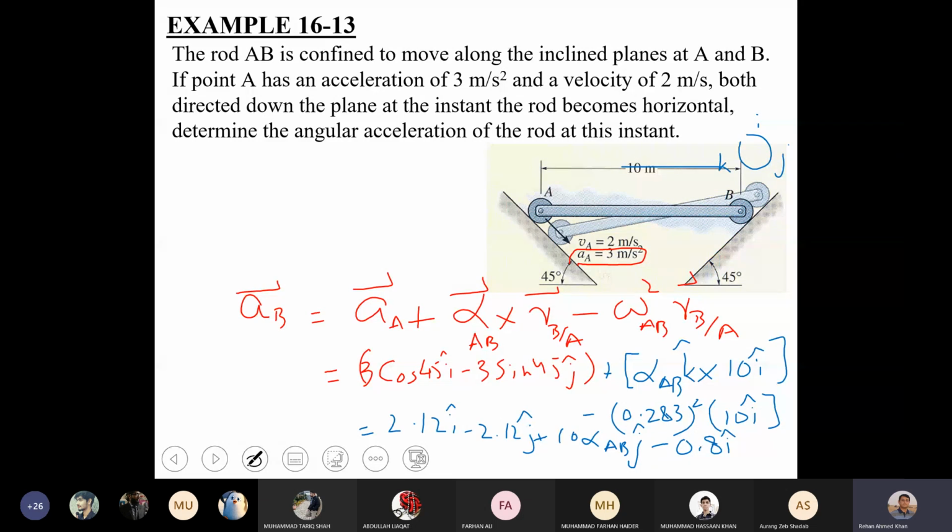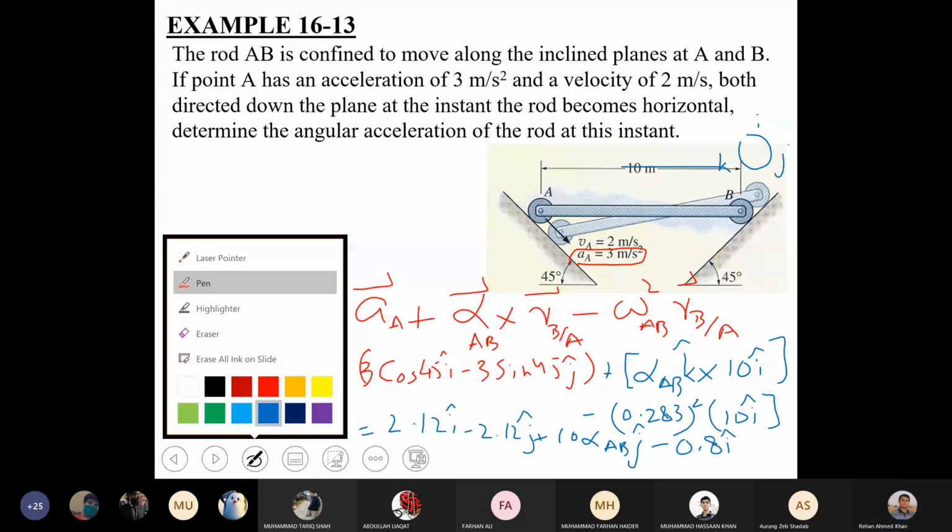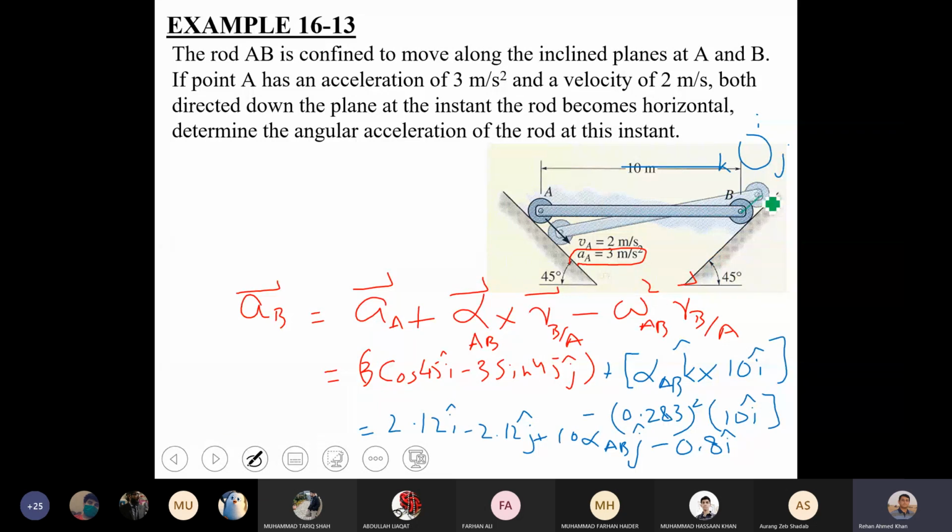Okay, what about the left hand side? What does this left hand side represent? It represents the absolute acceleration of B. So since point B is constrained to move along the incline, you can write this aB in terms of vector as previously jo aapne vB ke saath kiya tha. So aB can be written as aB cos 45 i plus aB sin 45 j. Cos 45 ya sin 45 0.707 hota hai. So 0.707 aB i plus 0.707 aB j should be equal to 2.12i minus 2.12j plus 10 alpha AB j minus 0.8i.